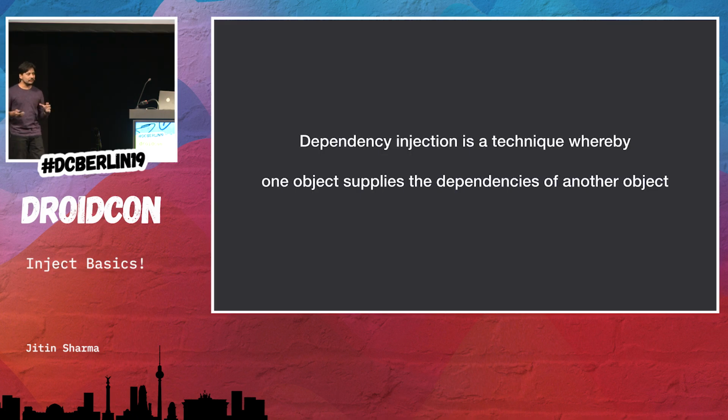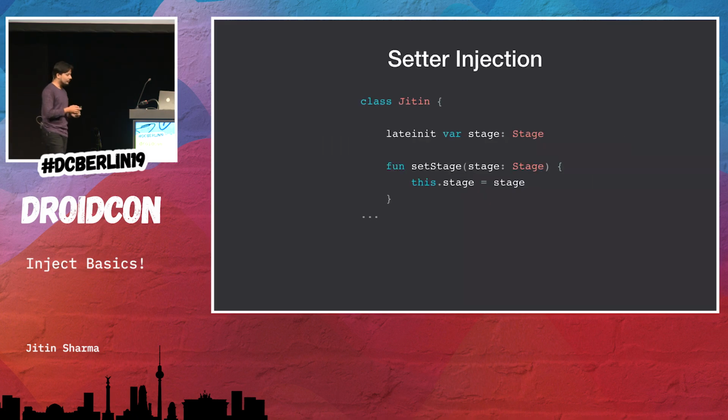So I want to do some stuff, and I have a dependency. So let's say I'm a class. I need a stage. So how can I get dependencies now? I could create a setter function. A setter function would initialize a property within me, and now I have a stage.